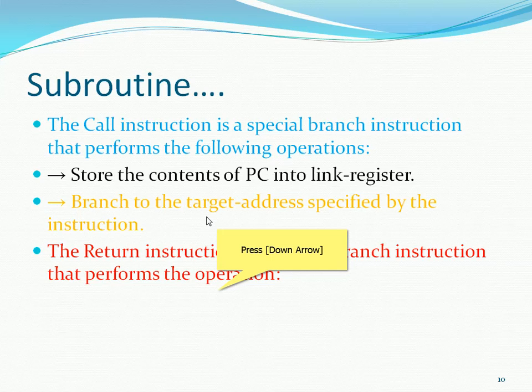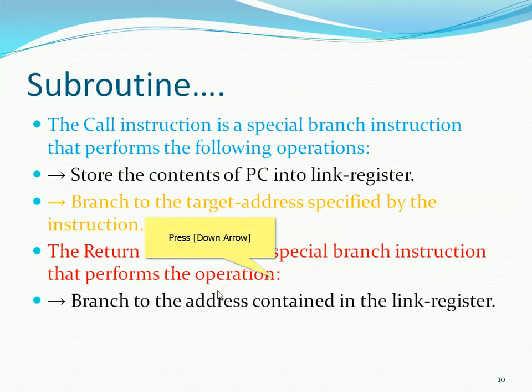This is to resume the execution of the instructions. After executing the subroutine, it encounters the return instruction, a special branch instruction, which branches to the address contained in the link register. The link register holds the address of the calling program where the instructions should continue. The contents of the link register tell where the instruction is, and from there you start the execution.